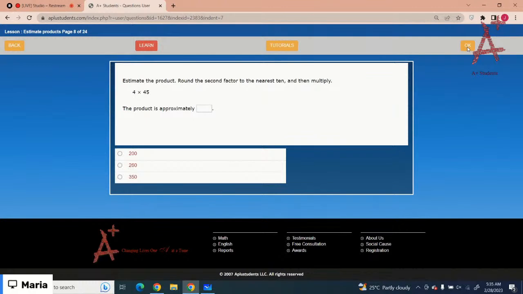Okay, the next one is 4 times 45. So 45 is rounded off to 50, and 50 times 4 is, yes, that is 200. Got it?